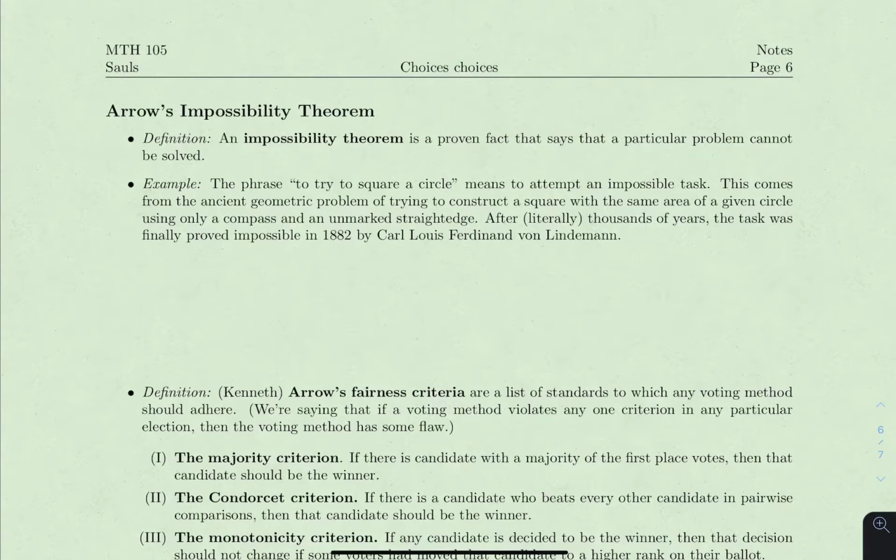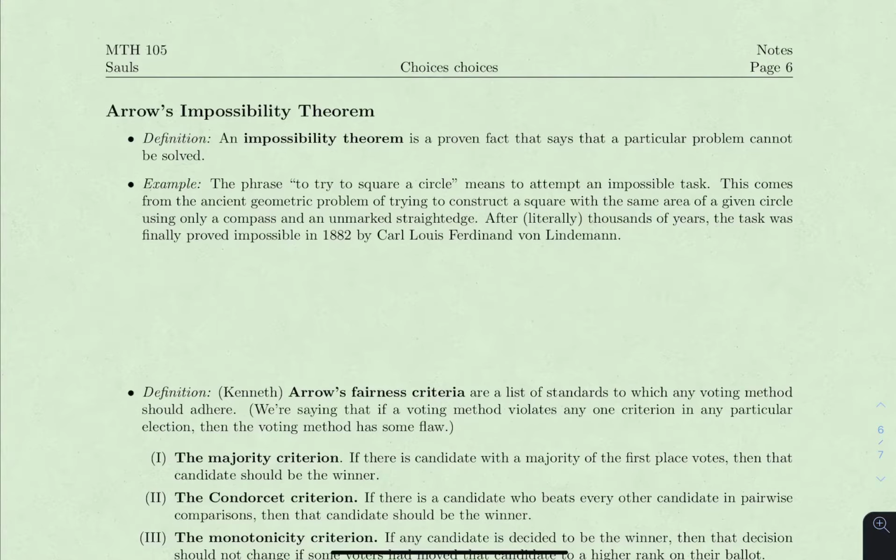So you may have been asking yourself, why are there all these different methods? Can't we just choose the best one and not have to learn all these different ways to count people's choices up? And in this video, we're just going to discuss why there's not a really good best option.